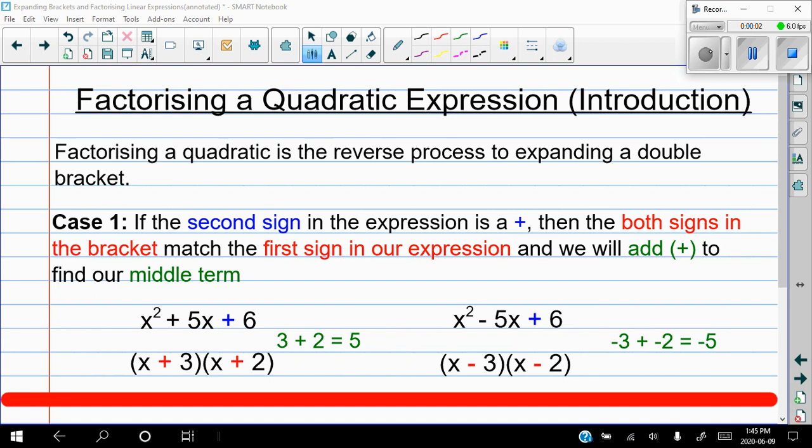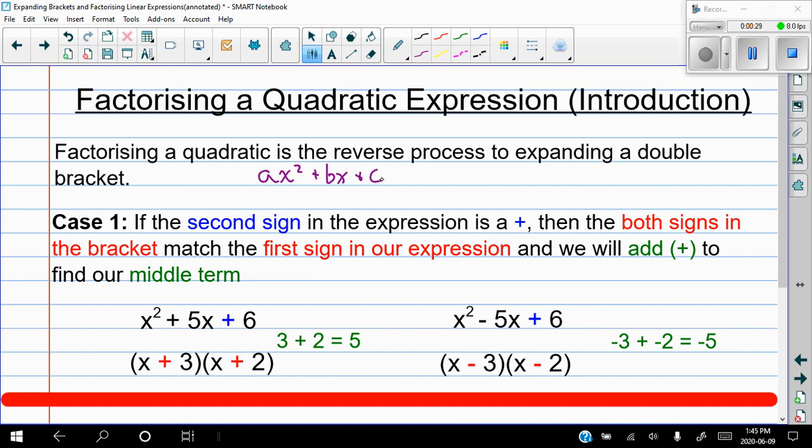Welcome. Today we're going to look at factorizing a quadratic expression. And this is just the introduction to point you in the right direction. So, factorizing a quadratic is the reverse process to expanding a double bracket. A quadratic expression has to come in the form of ax squared plus bx plus c, where a, b, and c are any kind of number.